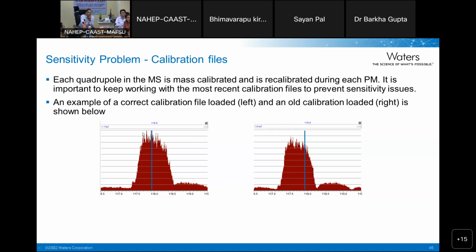So initially you are getting some sensitivity over here. You will have decreased sensitivity in this case. So whatever calibration you are applying in your instrument should be the current calibration file that is performed.